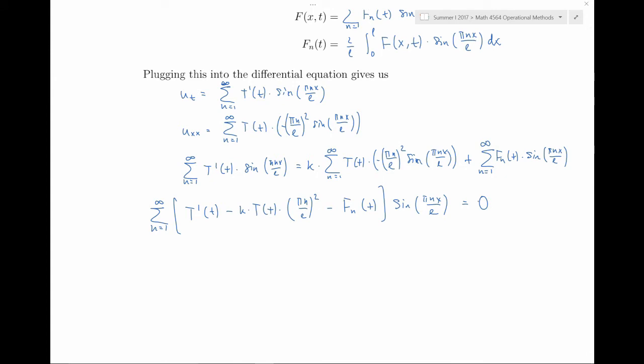There's only one possibility for it to happen, which is that every single coefficient for the sine function is 0. So in order for the sum to sum up to a 0 function, we have to have every single one of those things be 0. So we have a differential equation for T.